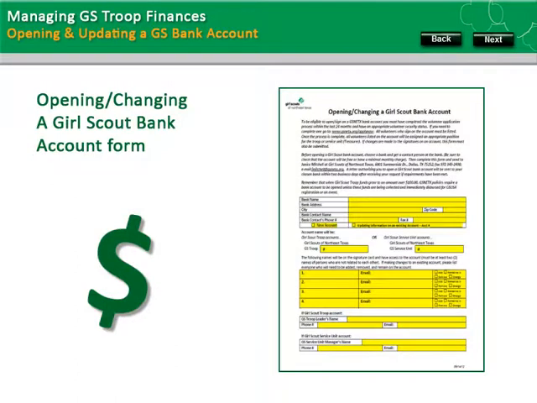All of the information I'm about to tell you is on the form, so you don't need to write it down, but here is a quick overview. To open or change the signer or bank information on a GS Troop bank account, first, 2 non-related adult Girl Scout members should complete or update their volunteer security status. Both volunteers must be able to handle finances and have current GS membership.